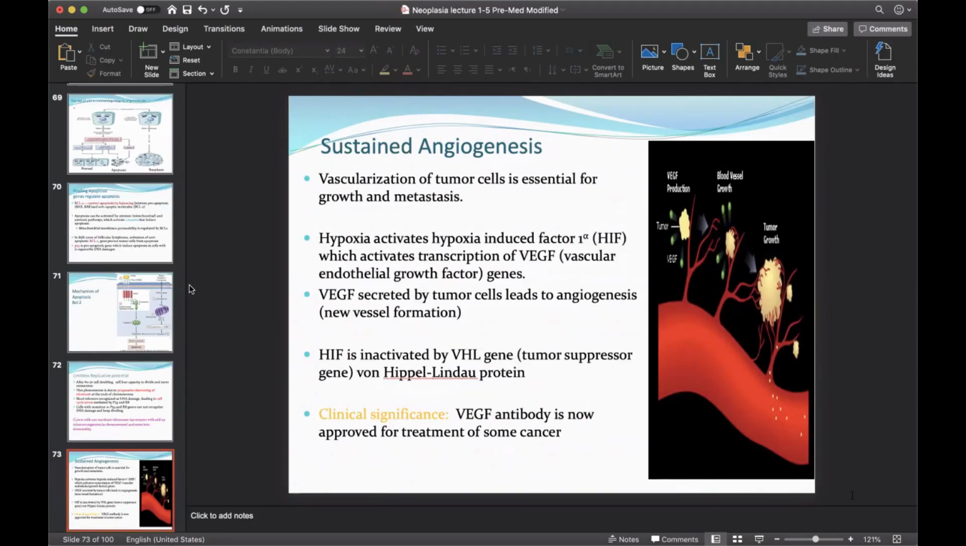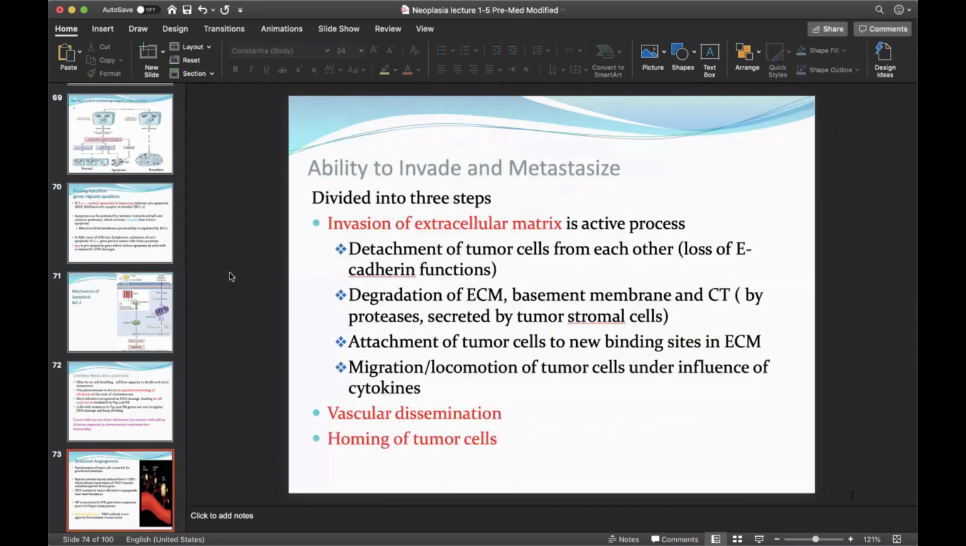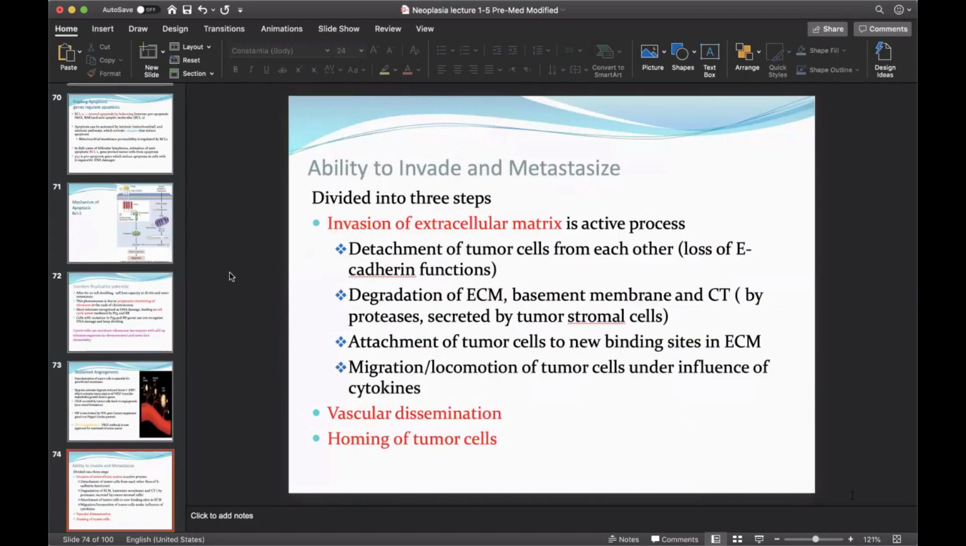to be able to invade and metastasize and survive without vasculature, without blood vessels giving them oxygen and nutrients, and this is maintained mainly by vascular endothelial growth factor. Ability to invade and metastasize. There are 3 steps of invasion and metastasis. First step, invasion of the extracellular matrix, then vascular dissemination, and then homing of tumor cells.